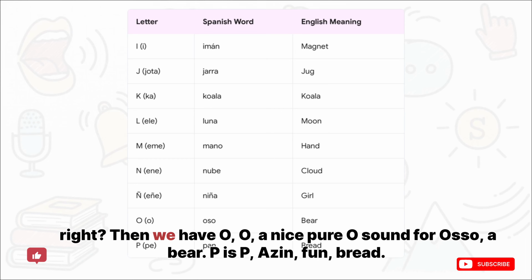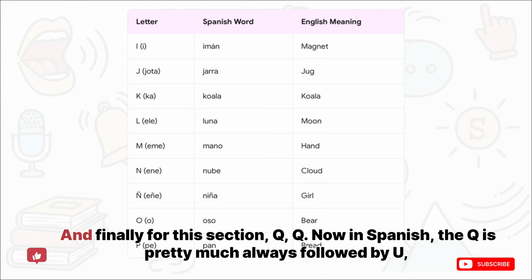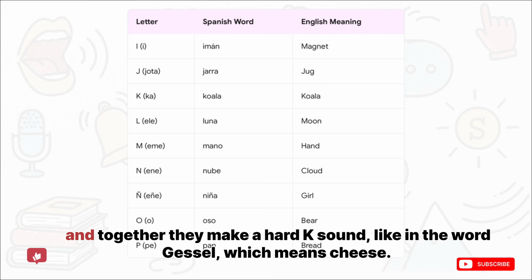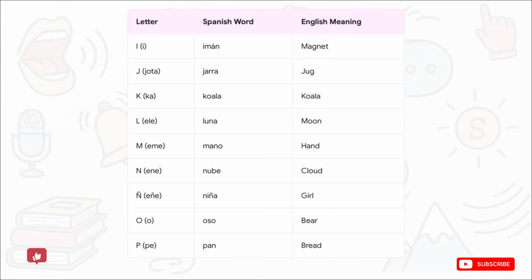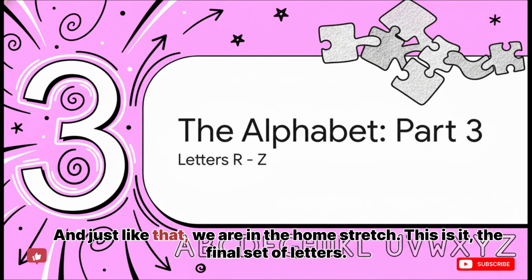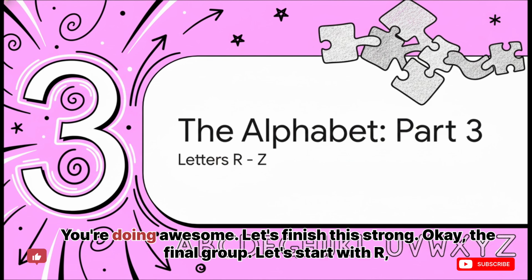Beautiful, right? Then we have O, a nice, pure O sound for oso, a bear. P is pe, as in pan, bread. And finally, for this section, Q, cu. Now, in Spanish, the Q is pretty much always followed by a U, and together they make a hard K sound, like in the word queso, which means cheese. And just like that, we are in the home stretch. This is it, the final set of letters. You're doing awesome. Let's finish this strong.